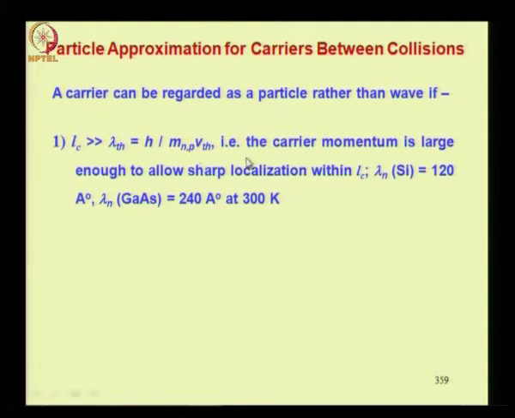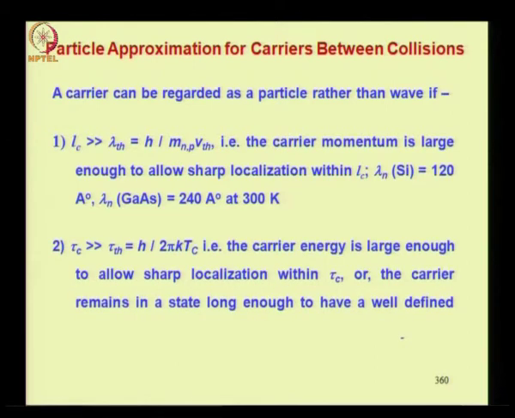So this is the formula here, that is the carrier momentum is large enough to allow sharp localization within Lc. So if the momentum is large, de Broglie wavelength is small, and that means the particular carrier can be localized in a length which is much smaller than Lc. So the lambda for electrons in silicon is 120 angstroms and gallium arsenide is 240 angstroms at 300 K. Now this can be calculated using the formula. We have already calculated this when we calculated the orders of magnitude of various characteristic lengths.